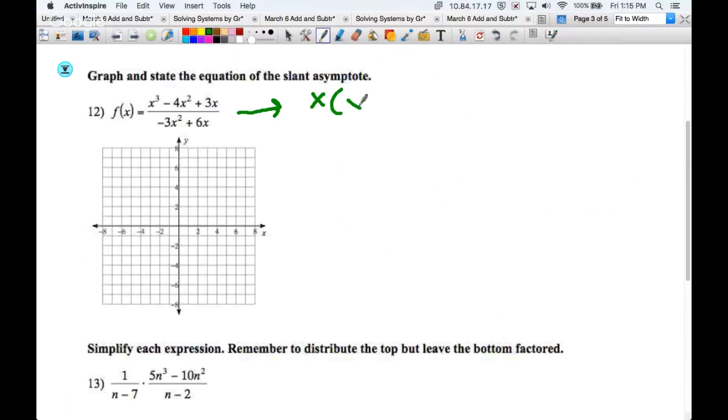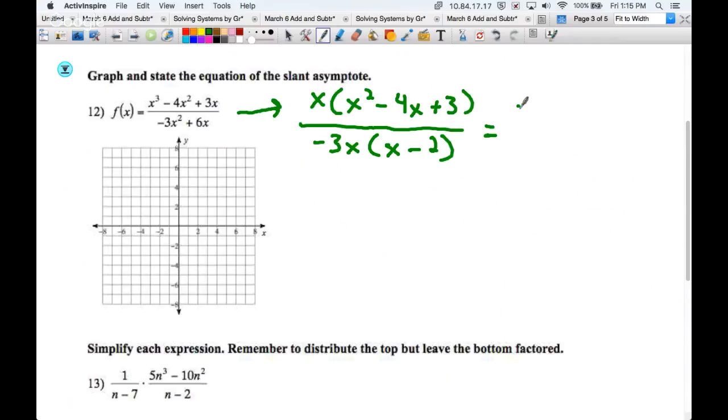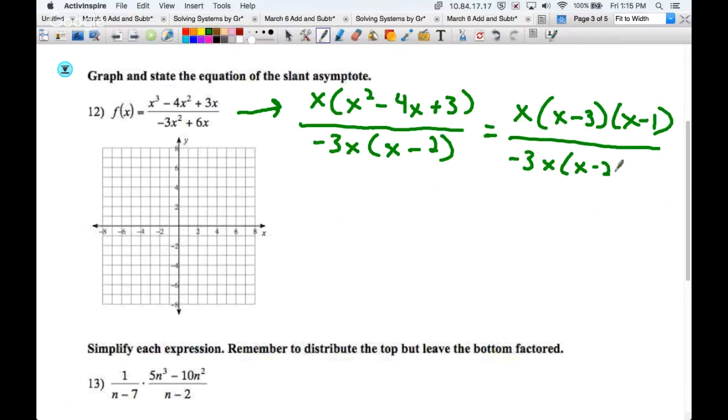I can factor an x from the top, leaving behind x squared minus 4x plus 3. I can factor out a -3x from the bottom, leaving behind an x minus 2. This will factor to x times (x minus 3)(x minus 1) over -3x times (x minus 2).